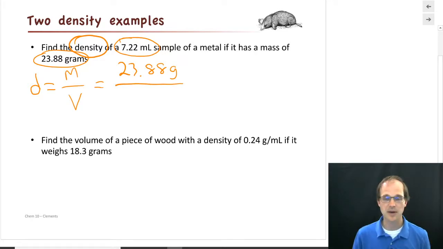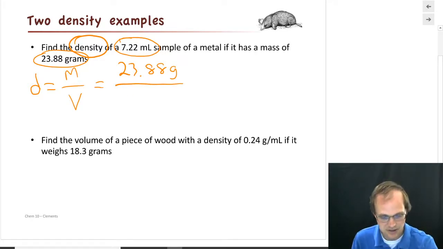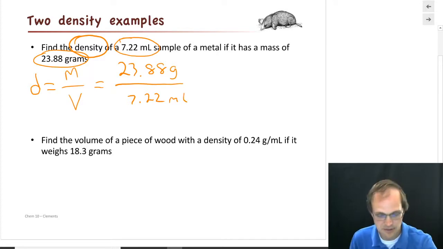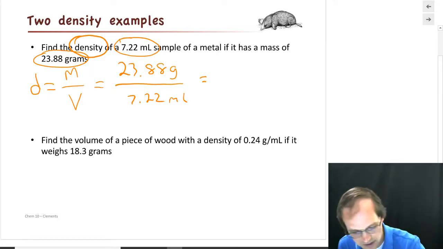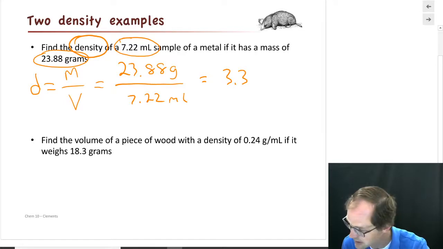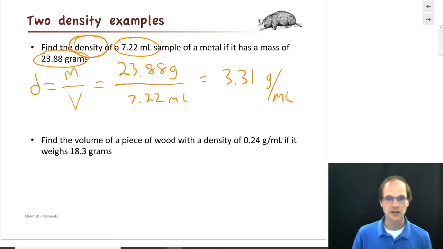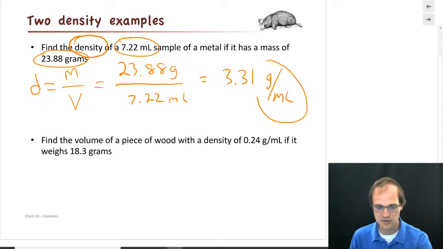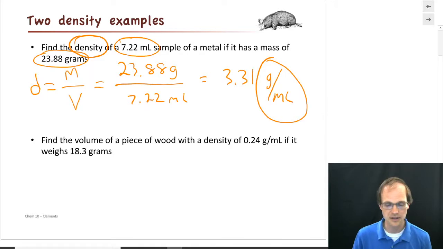And we're going to divide by the volume, which is 7.22 milliliters. And so you plug that into your calculator and you get 3.31 grams per milliliter. So this is a unit that's got two parts to it. It's not just grams, it's not just milliliters, it's grams over milliliters. And we need to make sure we're using that unit anytime we have density.